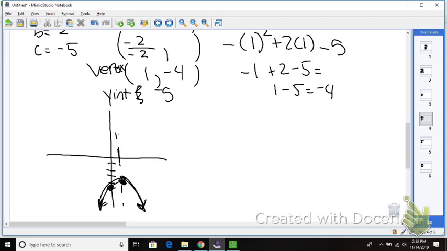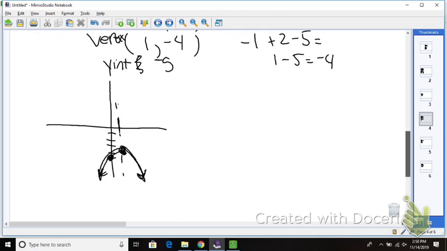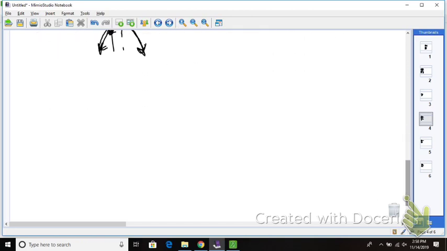Do you guys want to try one by yourself, or you want me to do one more with you? By yourself? Okay. Well, we can try. If we need to do another one, I do have another example. Okay. Try this one. Y equals x squared minus 8x plus 5.